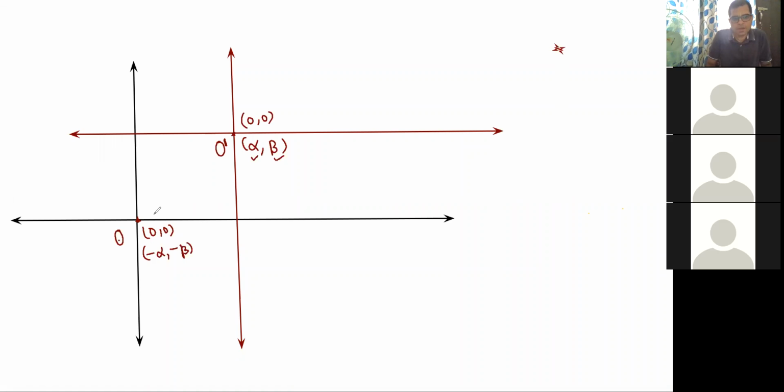Okay, why? Because this is alpha comma beta, it means this distance is alpha and this distance is beta. अल्फा कॉमा बीटा का यही मतलब हुआ ना, x एक्सिस में अल्फा और y एक्सिस में बीटा. अब जब ओरिजिन यहाँ पे आ गया, so now it is going in negative direction. This distance is alpha, negative direction, it means minus alpha, and beta in negative direction, it means minus beta. So new coordinates will be minus alpha comma minus beta.